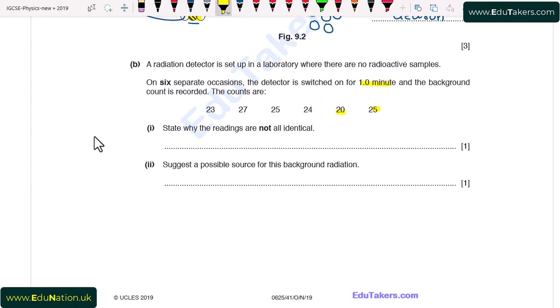Part 1. State why the readings are not all identical. So all of these counts are not identical. These are not the same. We have to explain the reason why it is so. Because we know that we cannot predict when an element decays. So the radiation is random. That's why the counts are different. I write here, radiation is random.